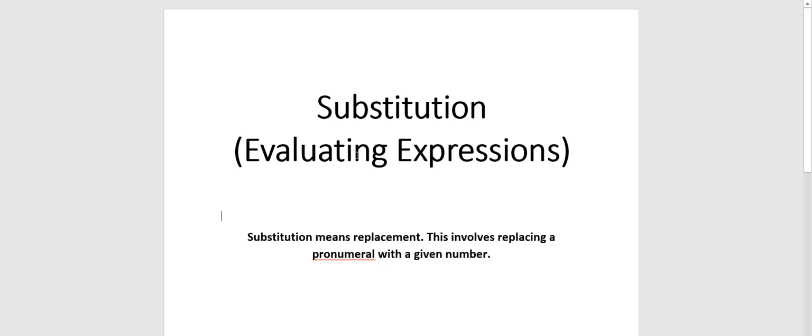Now, the other keyword, evaluate, or in this case, evaluating, as we have looked at it before, it means to show the value, to find the value. What is it? What's the actual number, the answer?